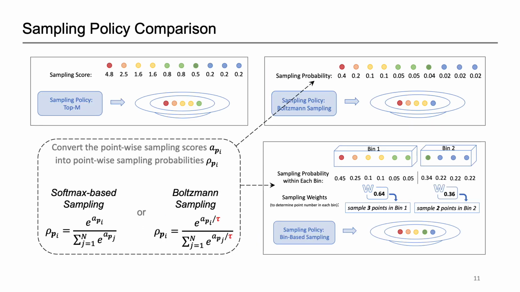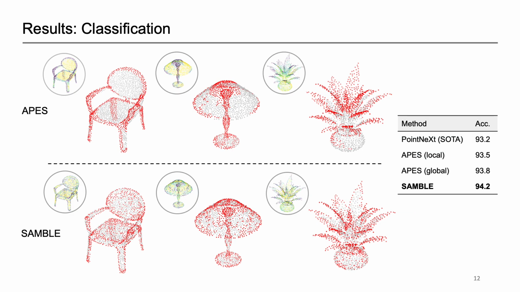Here, we provide a more intuitive comparison of different sampling policies. Top-M sampling selects points with the highest scores, while the bin-based method allows the inclusion of lower-scoring points if the model deems them beneficial for downstream tasks. Now we present the experimental results of SAMBLE. Please pay attention to the chair back and seat, the lamp shade, and the plant leaves.